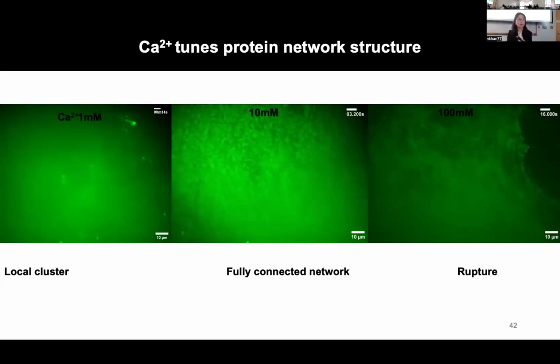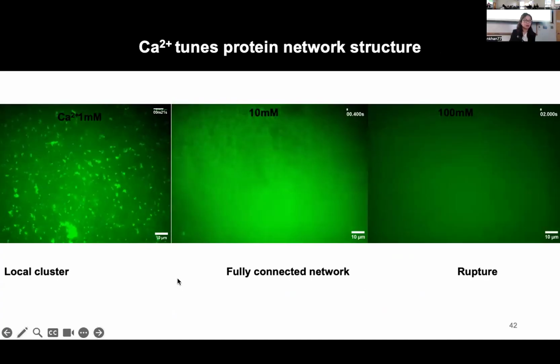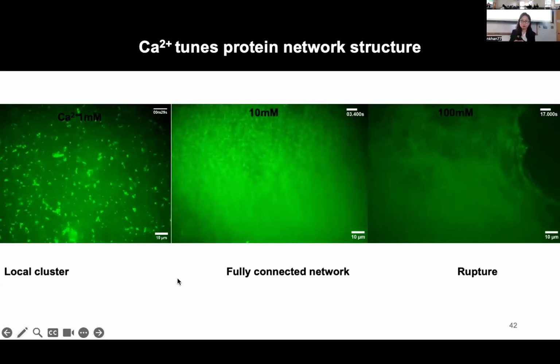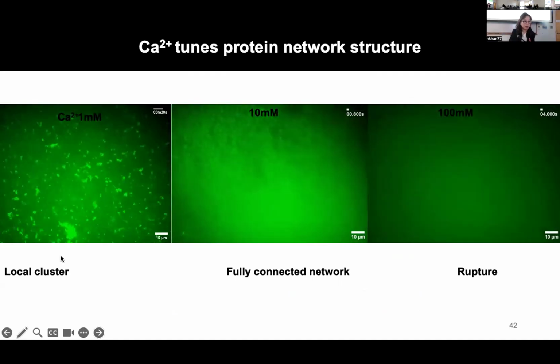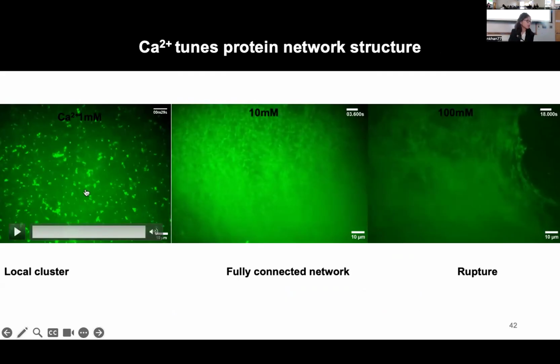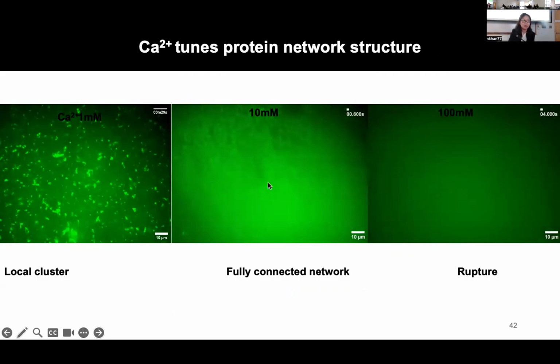Let me show you one of the calcium concentration confocal images I did before. What happens here is we inject different local concentrations of calcium, from really low to really high. At 1 millimolar concentration, it forms these local clusters. When we increase the concentration, we can see it start to form a fully connected network. And if we inject too much calcium into the system, a rupture happens at the right corner here.